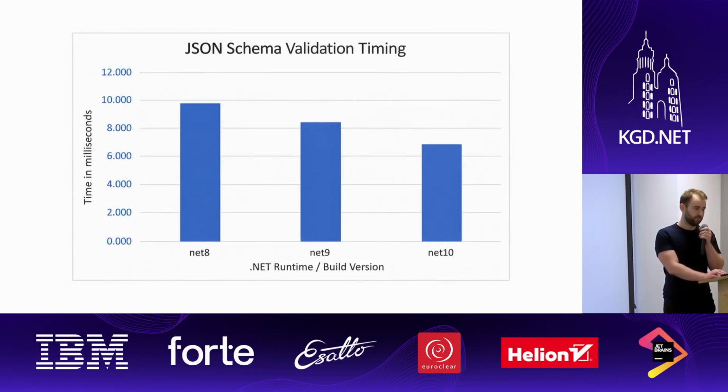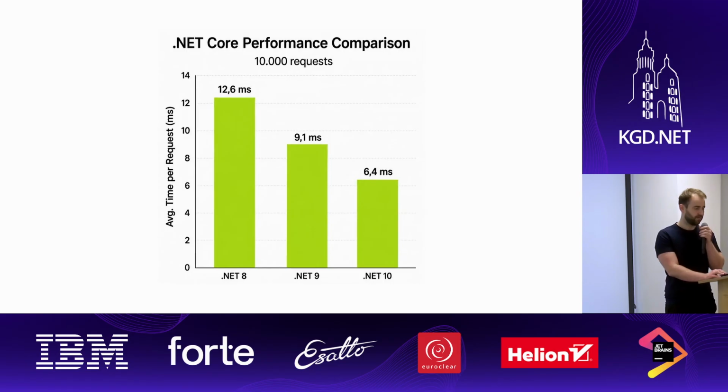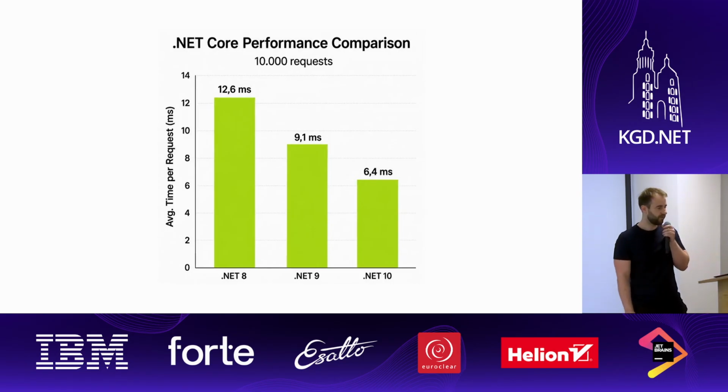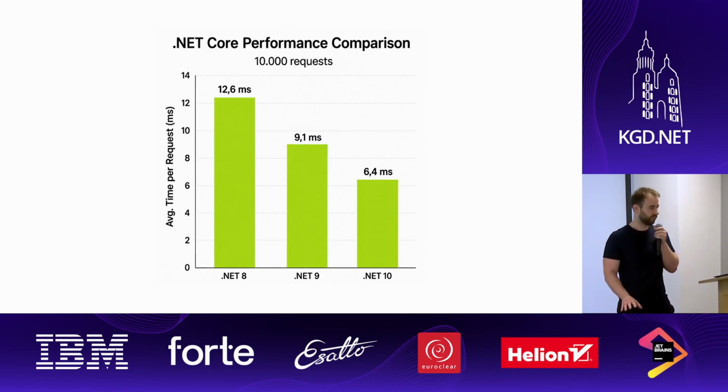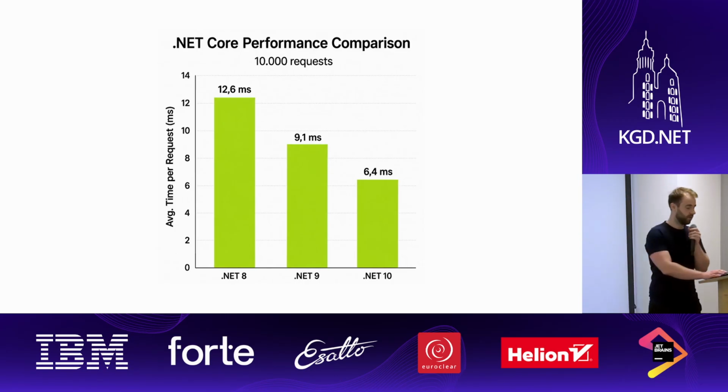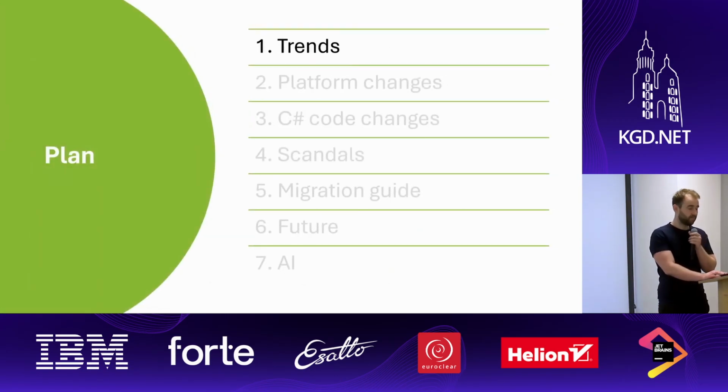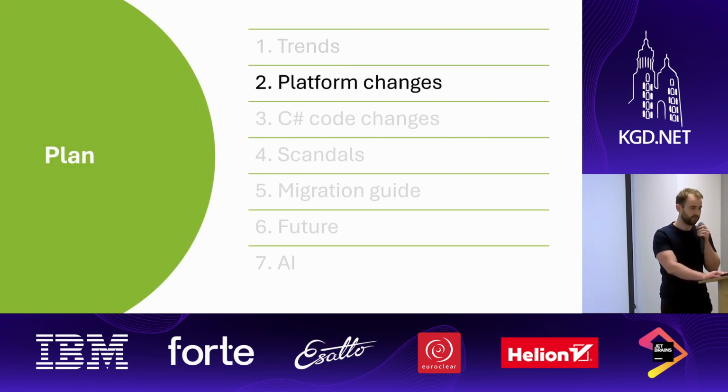This slide describes JSON schema validation timing, so it goes down, and it is good. This is one of the really critical metrics, and you see from .NET 8 to .NET 10, it dropped by half, and it's really cool, and we are in a really good place compared to other frameworks. So yeah, that's it about trends, and let's go to platform changes.